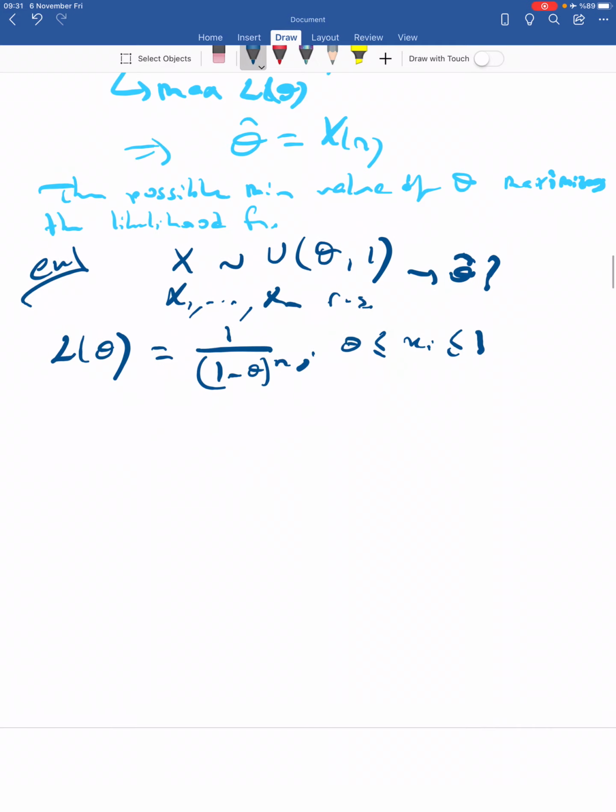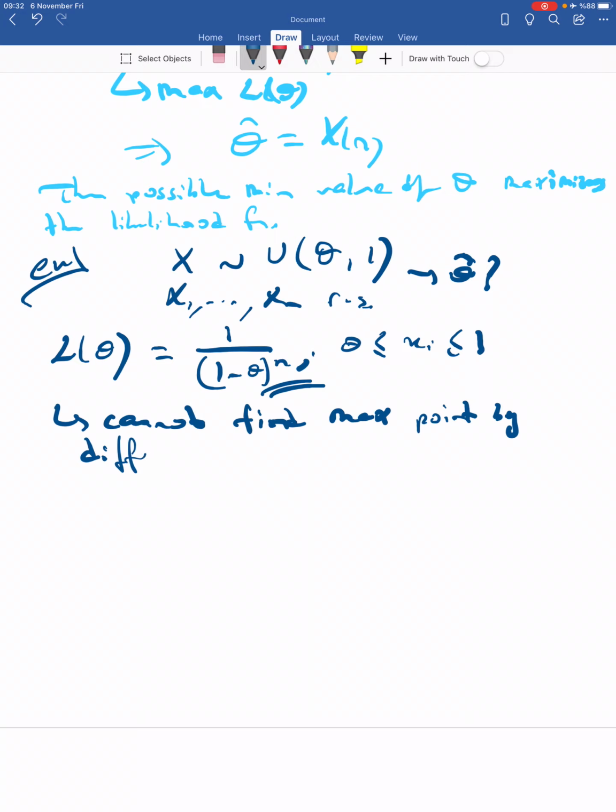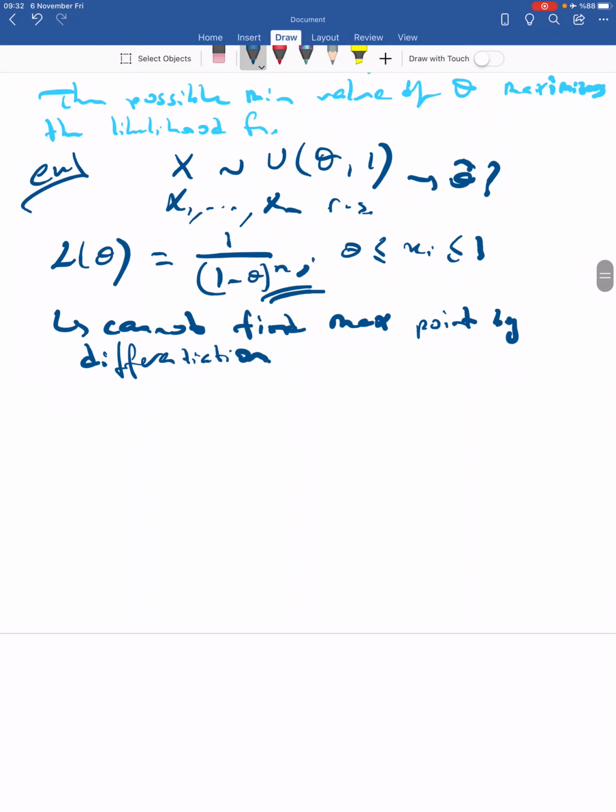Okay, as you can see, again, in the form of the likelihood function, we don't have any x term, and we cannot find the maximum value of the likelihood function by differentiation. So we cannot find the maximum point by differentiation. Again, we need to use inspection. Okay, so which value of theta maximizes the likelihood function? You have to ask such a question.